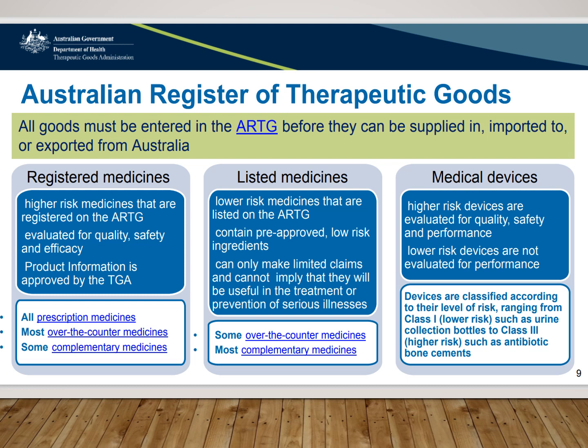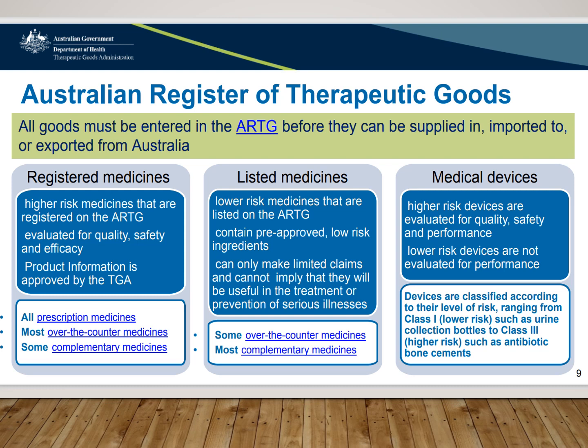Australian Register of Therapeutic Goods. All goods must be entered in the ARTG before they can be supplied in, imported to or exported from Australia. Registered medicines: high risk medicines that are registered on the ARTG, evaluated for quality, safety and efficacy. Product information is approved by the TGA. These include all prescription medicine, most over-the-counter medicine, and some complementary medicines.